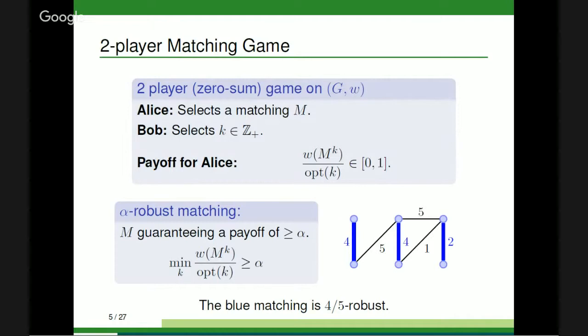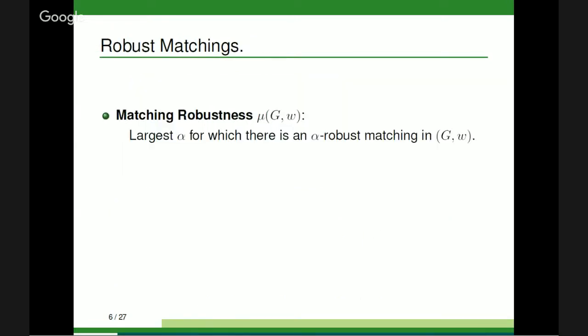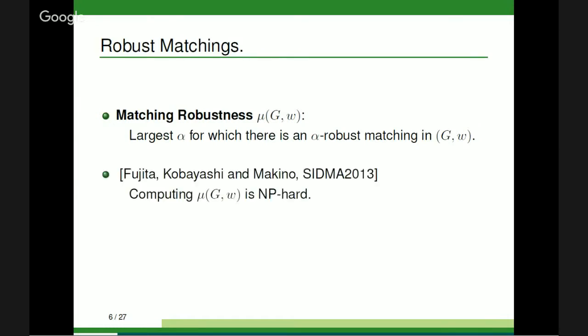Good. So with that in mind, one can define the matching robustness of a weighted graph as the largest alpha for which there exists an alpha robust matching. Okay, so in the previous graph, this was 4/5. So that would be the robustness.